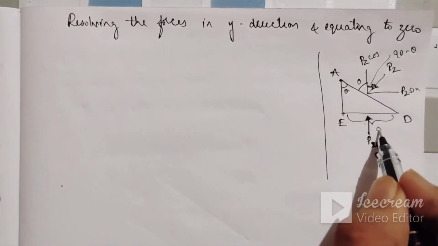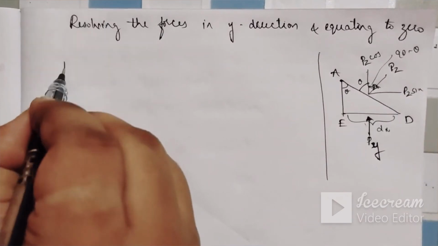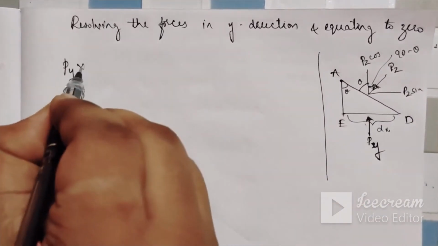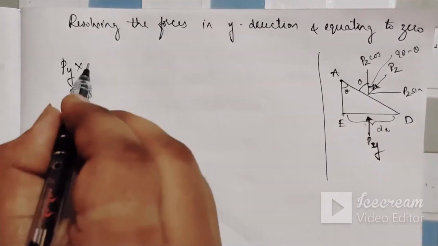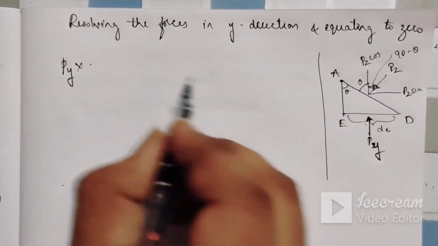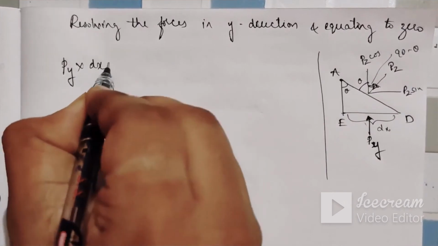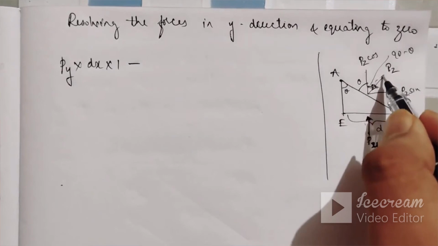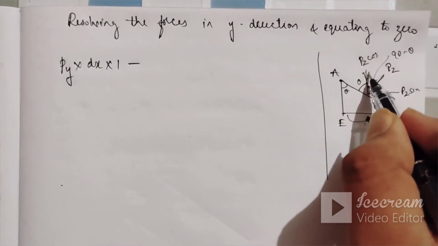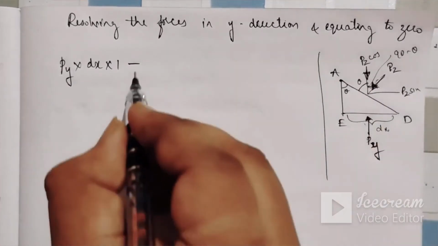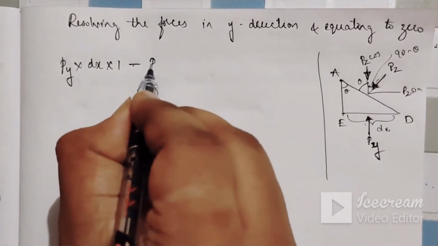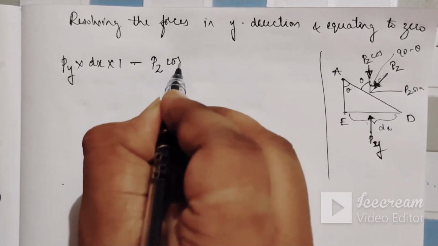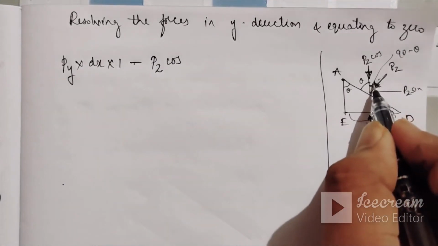So this is dx. So py into the area of this face, py into dx into 1. And this is in this direction, no? So the cos term will be in this direction, opposite. So I'll take minus. So pz I took into cos. This angle I want, that is what?